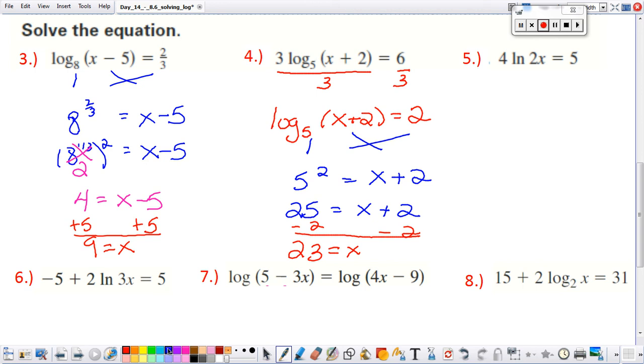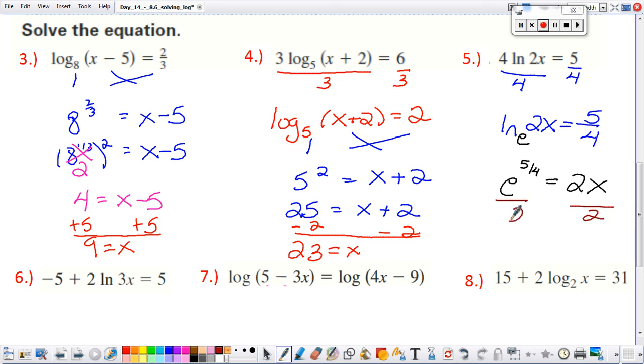Okay, well, number 5. To start, we have to divide by 4 to eliminate the coefficient. Okay, my log is isolated. I have to convert to exponential. Remember, this is a base of e. So we have e to the 5/4 equals 2x. So then the last step, we're going to divide by 2. This is our exact answer here. You could also write it as 1/2 e to the 5/4. That's fine.